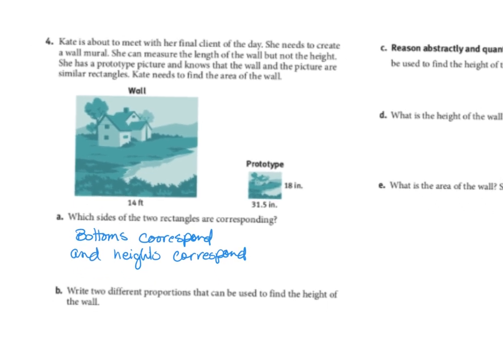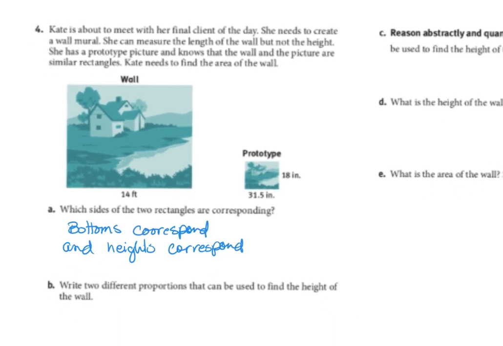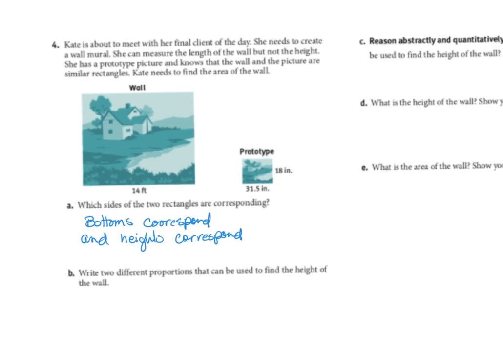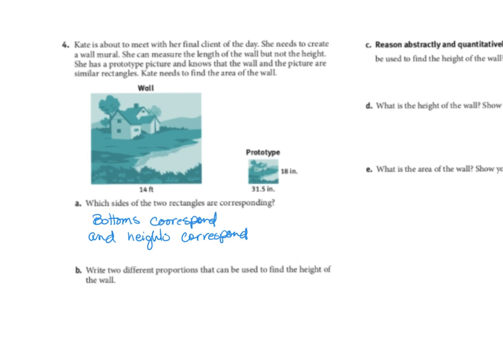Okay, next part B says, write two different proportions that can be used to find the height of the wall. Okay, so let's call the height x. So I could compare my corresponding sides. 14 over 31.5 equals x over 18. But I can also write a different proportion.